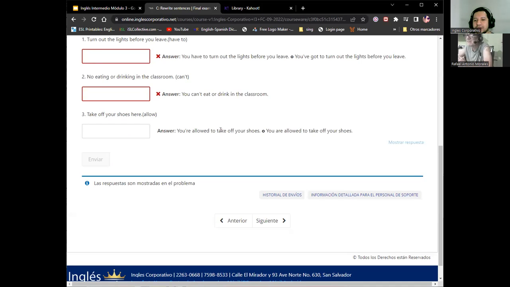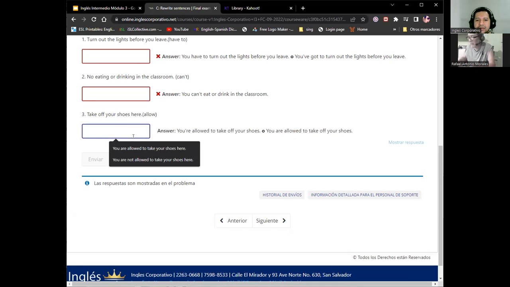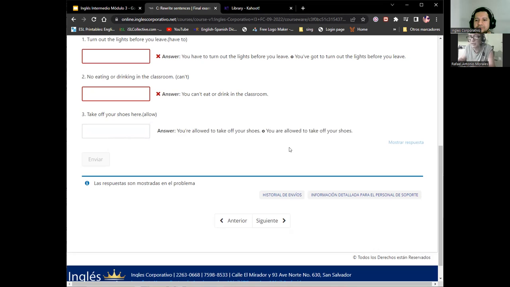Puede poner you are allowed to take off your shoes. You are or you're. Esa sería la respuesta. You are allowed to take off your shoes, que ese es de permission, ¿verdad? Ese ya la había escrito. No, esta no. Ah, vaya, entonces esa puede escribirle, you are allowed to take off your shoes. Y el here no iría. No. Okay.